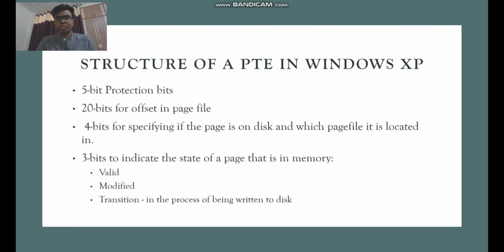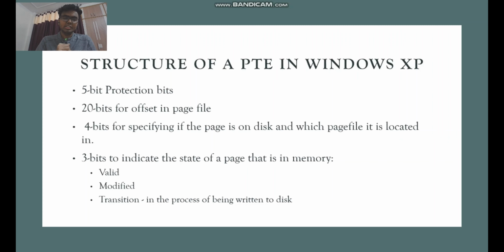So the structure of a PTE. PTE is the page table entry in Windows XP. Each page table entry consists of 5 bits for the protection, which are called the protection bits. It has 20 bits for the offset in the page file, 4 bits for specifying if the page is on the disk and which page file it is located in, and 3 bits to indicate the state of the page in memory. For example, the 3 possible states are that it is valid, it is modified, or it is in transition, which is that it is in the process of being written to disk.